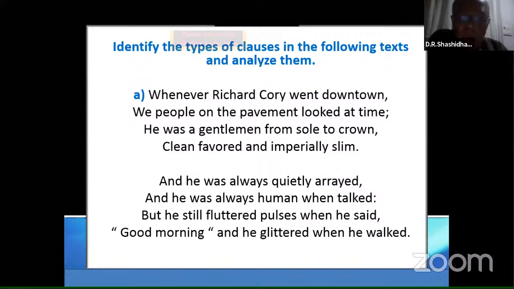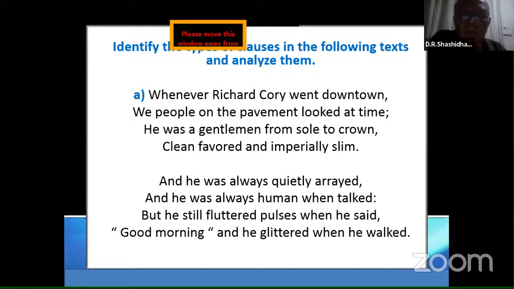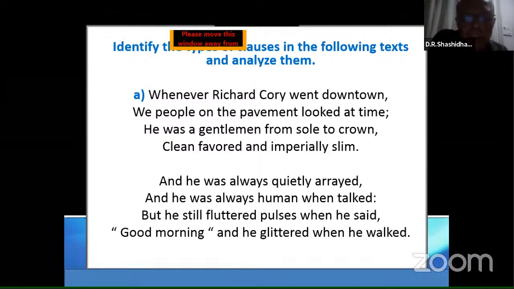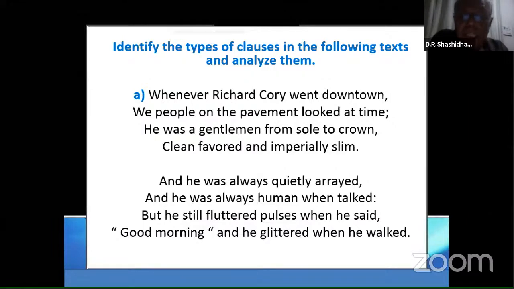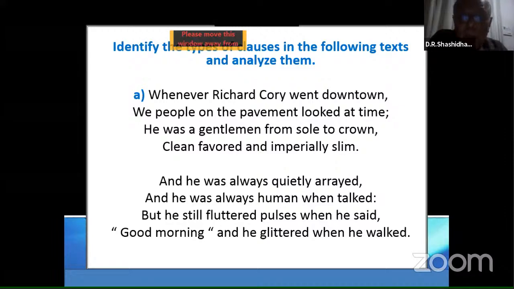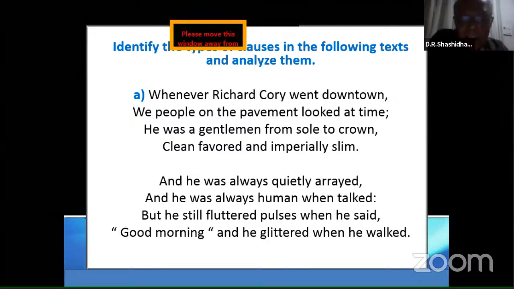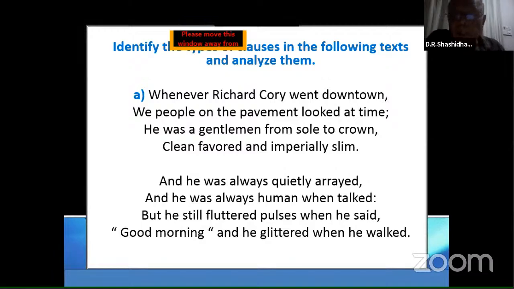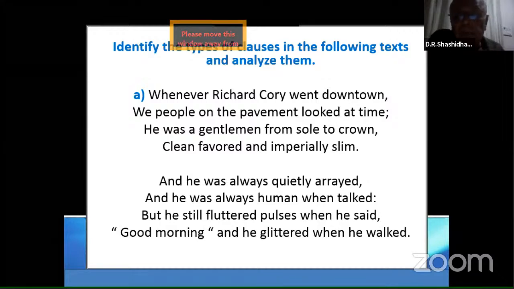He was always quietly arrayed and human when he talked. What is that? Simple. And he was always quietly arrayed and he was always human when he talked. First sentence, simple. Second, simple. When he talked is a complex sentence, a combination of two compound sentences followed by a subordinate clause.